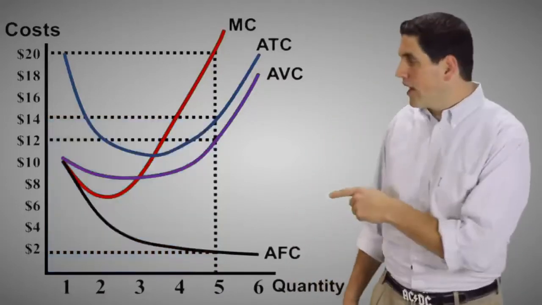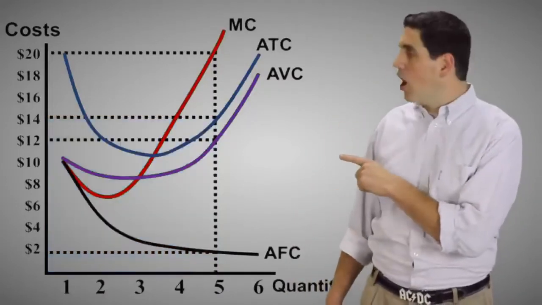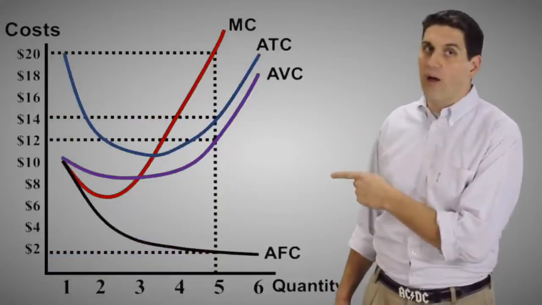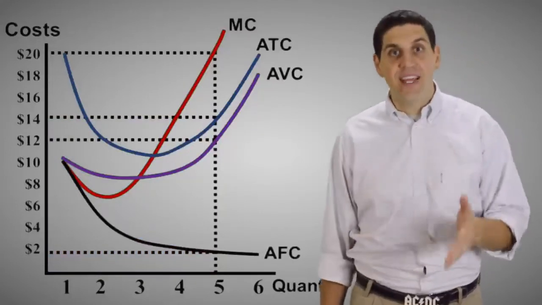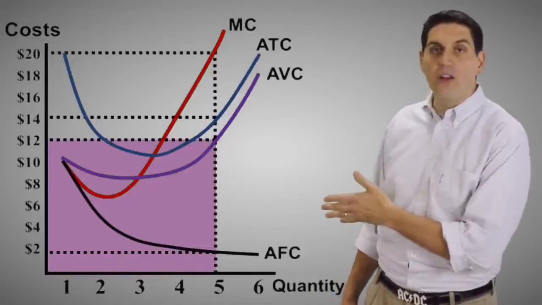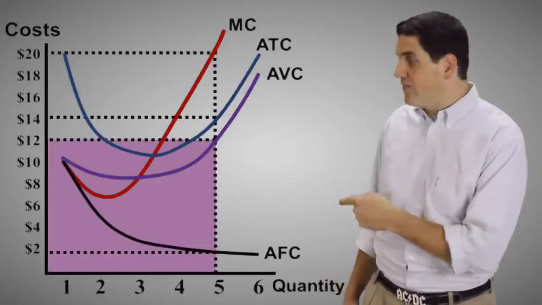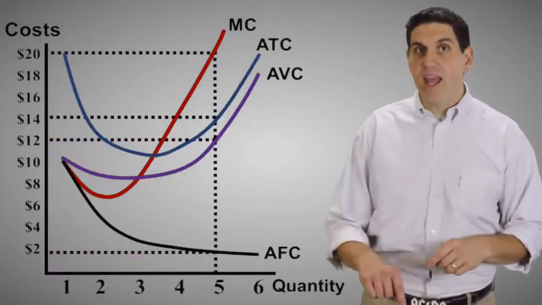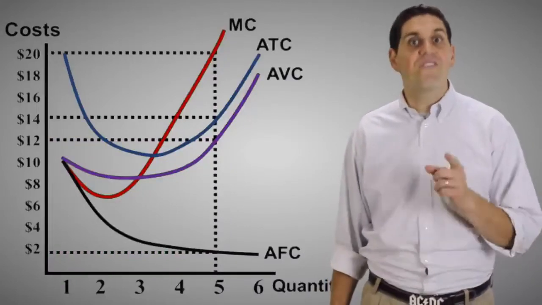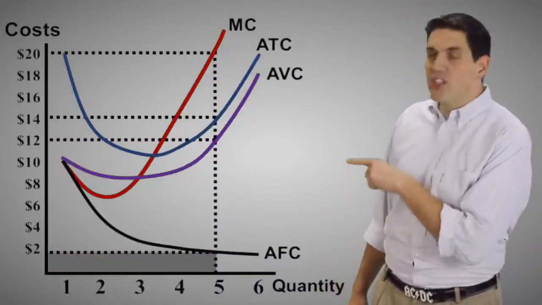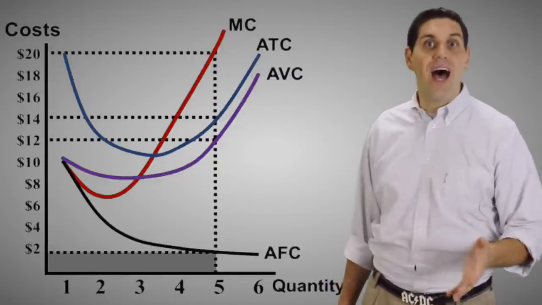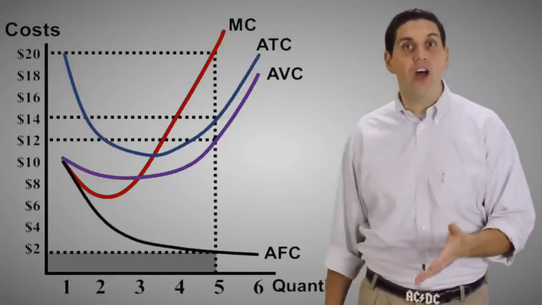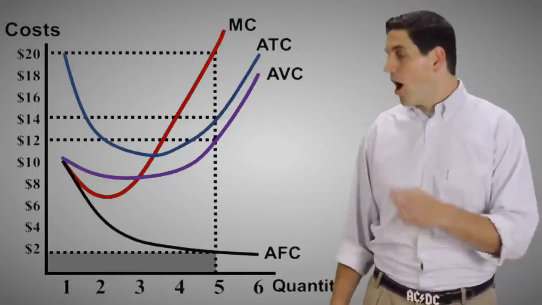To figure that out, all you gotta do is go up to the average variable cost at 5 units, which is $12. 12 times 5 is 60. So that box right there of $60 is the variable cost of producing 5 units. If the variable cost is 60 and the total cost is 70, then the fixed cost must be 10. That's the average fixed cost of $2 times 5 units, which gives me $10 of fixed costs. That's the box right there.